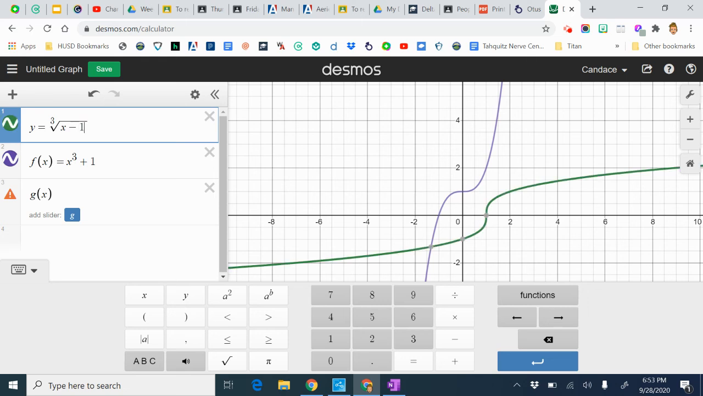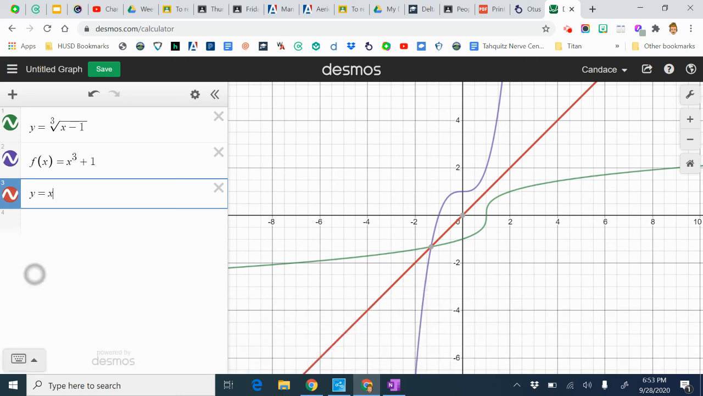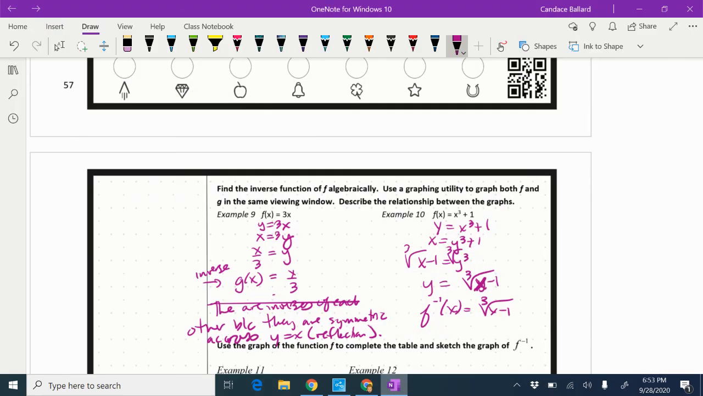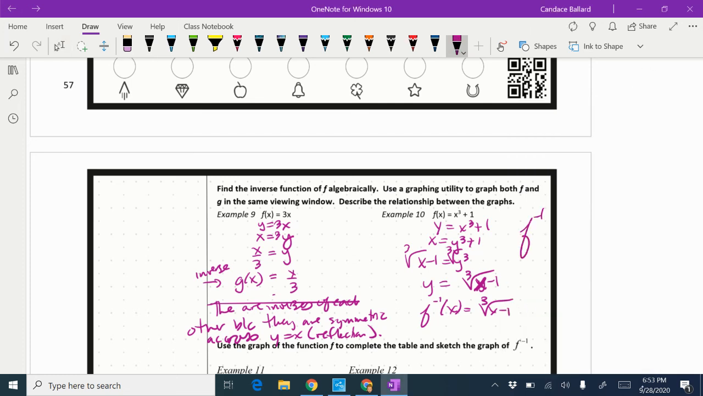And now look at it. I lost my y equals x, so y equals x. So it definitely folds or is symmetric across that line. Much more interesting graph. So you also want to make a statement about the fact that f inverse is a reflection of f across y equals x.